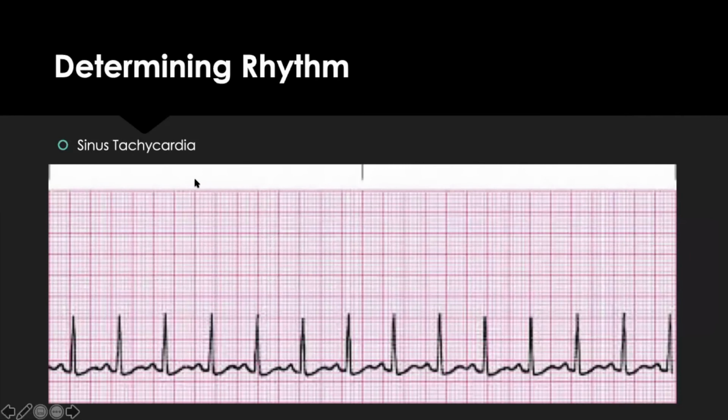This is also a 6-second strip, and we can count using our 6-second method. 1, 2, 3, 4, 5, 6, 7, 8, 9, 10, 11, 12, 13, about 14, so 140 beats per minute. That is well over the 100 beats per minute, and it is definitely within the tachycardic range.